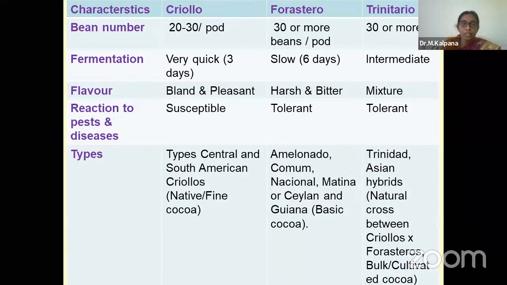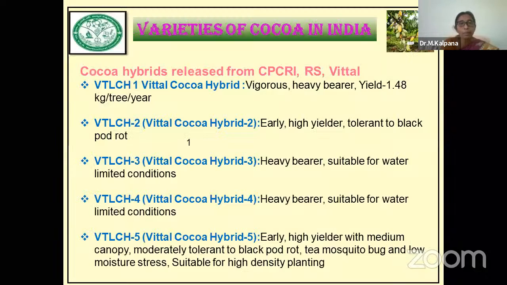But coming to reaction to pests and diseases, the Criollo group of cocoa is highly susceptible, whereas Trinitario and Forastero are highly tolerant. That's why Criollo are the native or fine cocoa types, whereas Forastero is the basic cocoa type and Trinitario is the bulk or cultivated cocoa type. So here examples have been given. Then coming to the varieties of India, I already told you the CPCRI Regional Station Vittal is working on cocoa.